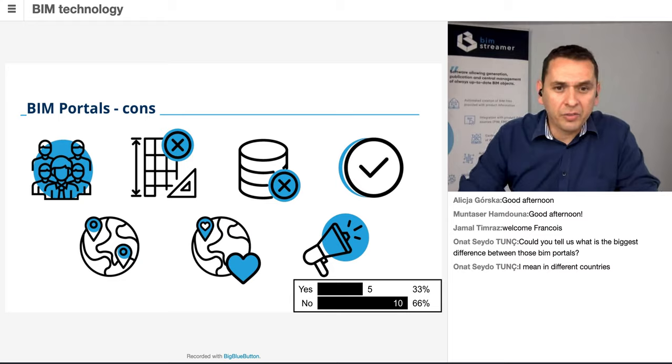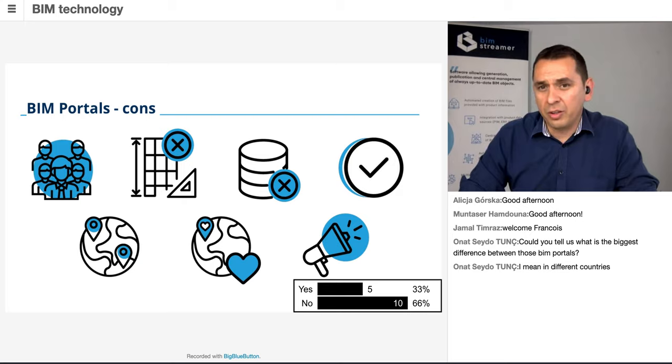Okay, I see that we also have some questions from the audience from Onat. Could you tell us what is the biggest difference between those BIM portals, I mean, in different countries? Okay, so to be honest, it depends. Some BIM portals offer more sophisticated features. Some of them just offer placing the content on their site. Some of them support regionalization, some of them don't. Some of them are more popular, let's say, in the UK, but no one knows about them in Poland and vice versa. And some of them offer the possibility of automated update of product information, and some of them don't. So it always depends on the features. It always depends on the popularity.